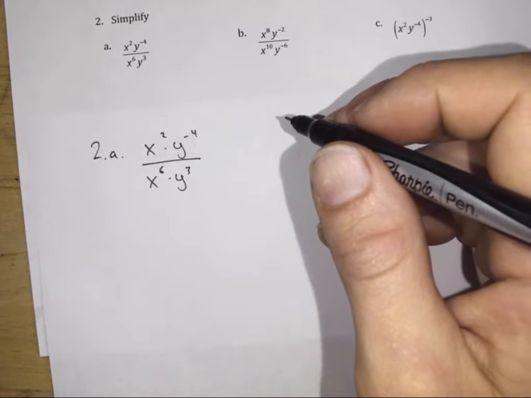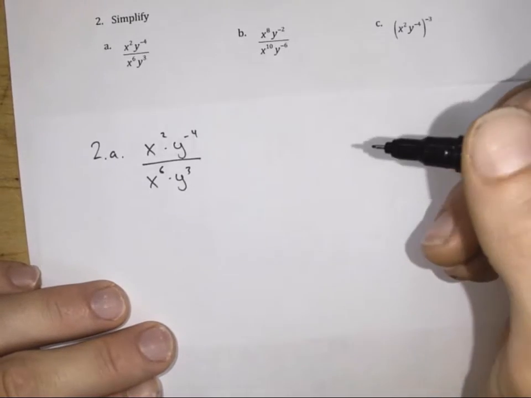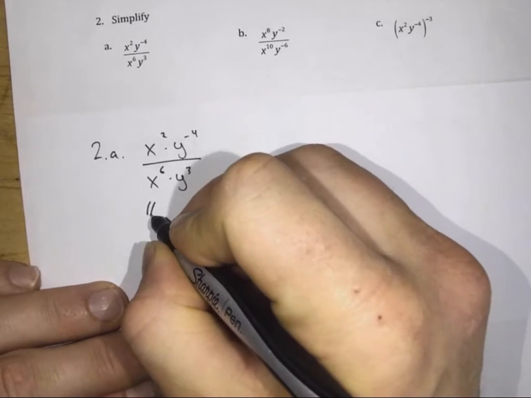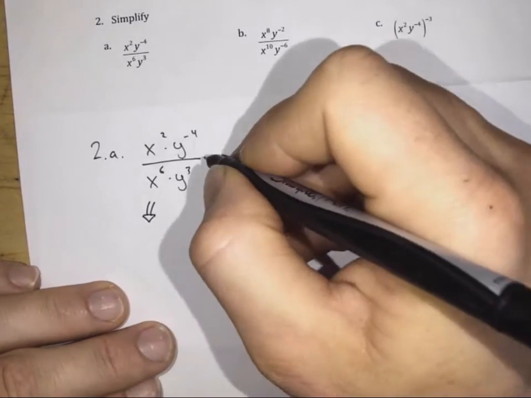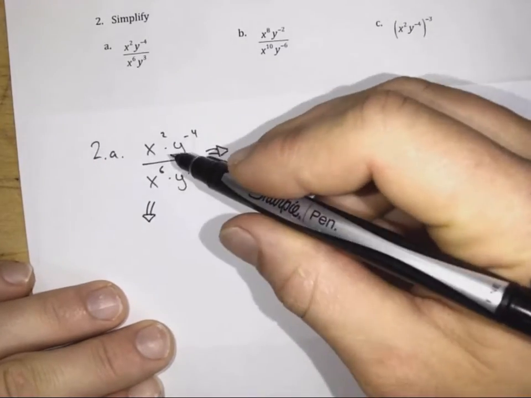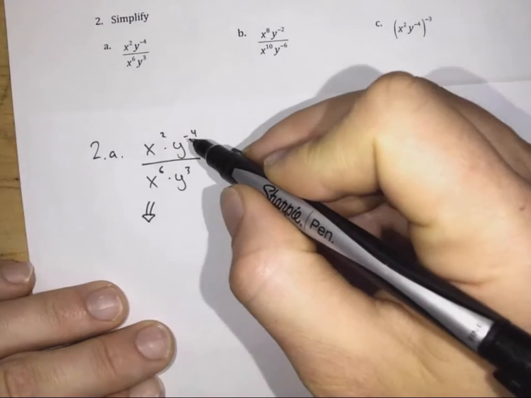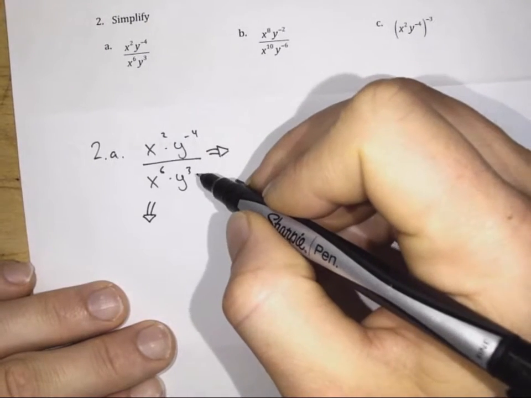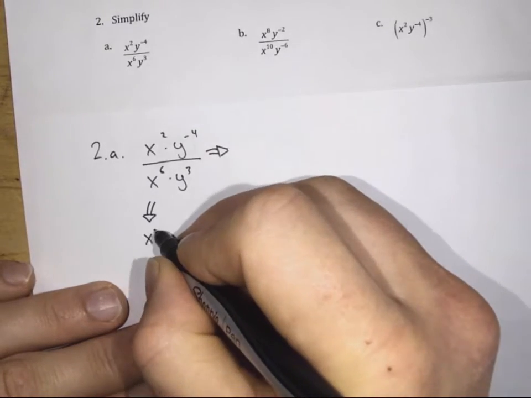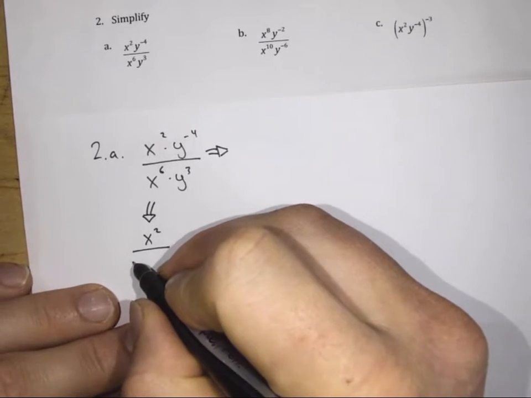All right, how should we approach this? There are a few different options. I'm going to try two different adventure paths, and I want you to choose one that makes sense to you. One is to begin by taking any negative exponents and writing them on the opposite side of the fraction. So we could start by saying x squared on the top remains, but we're going to drag this y to the power of negative 4 down to the bottom.